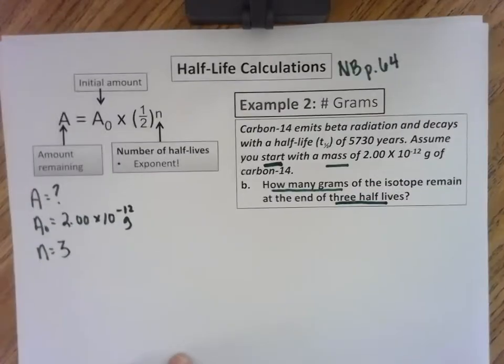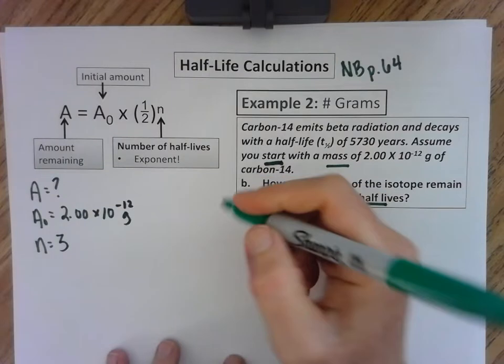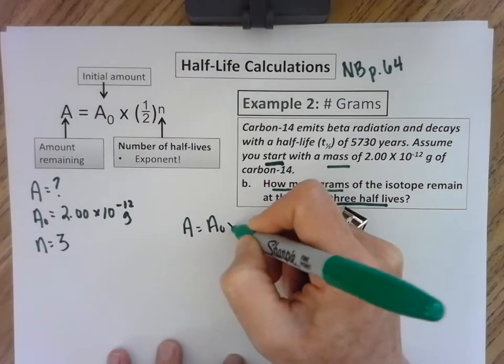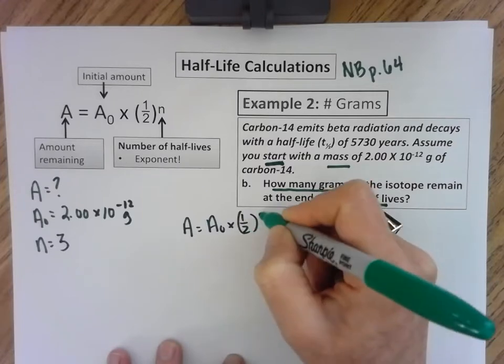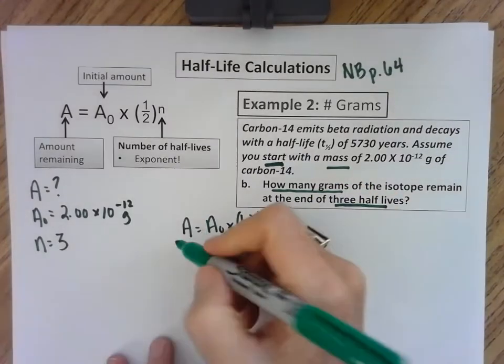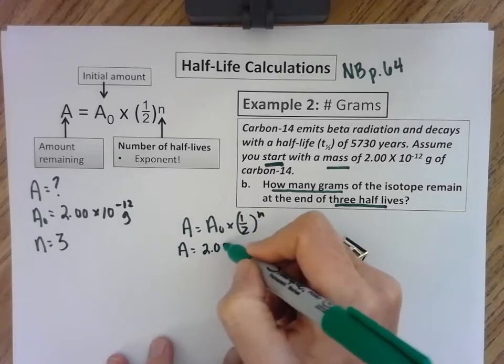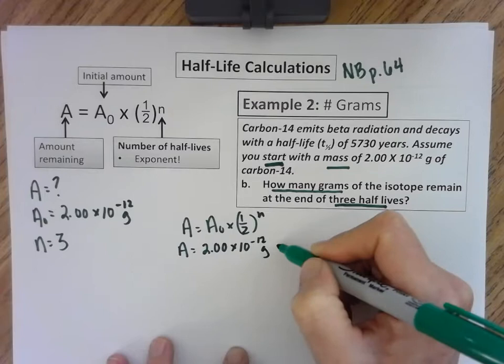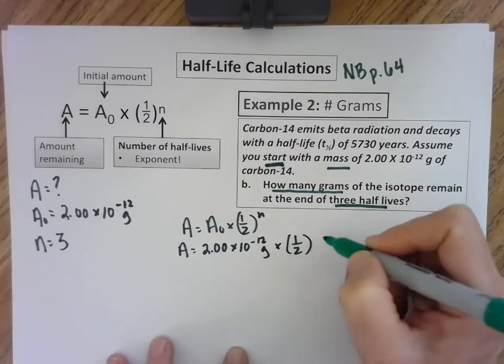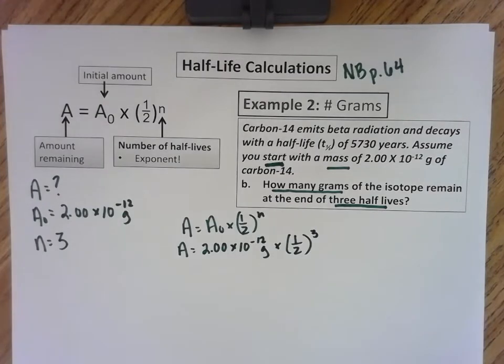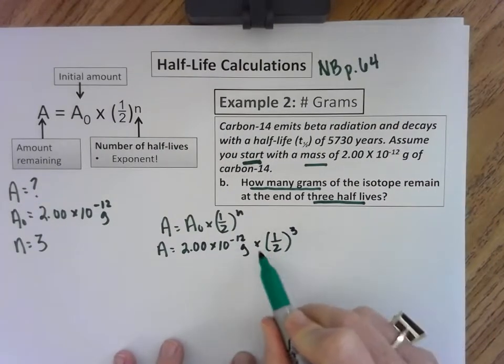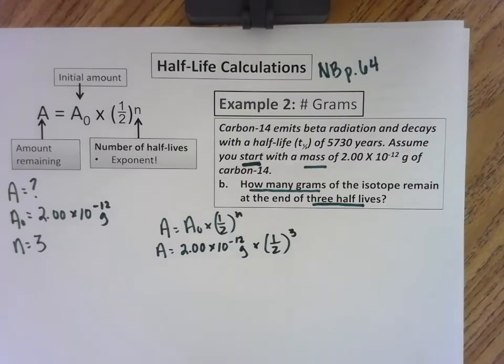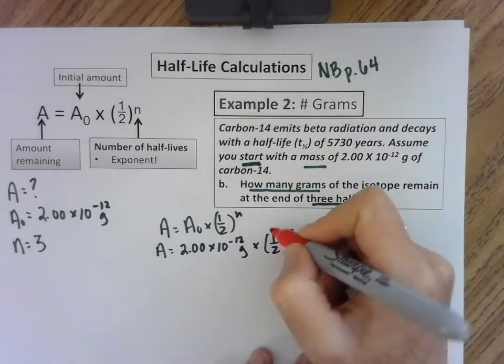I'm just going to do the math portion. I'm going to rewrite the formula. A equals A0 times 1/2 to the power of n. I'm going to then rewrite it with the numbers in it. A0 is 2.00 times 10 to the negative 12 grams times 1/2 to the power of 3. This is an area right here we need to get a number for. We have 2 options for finding that number.